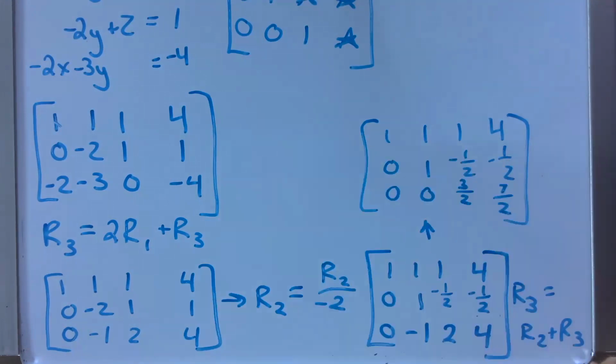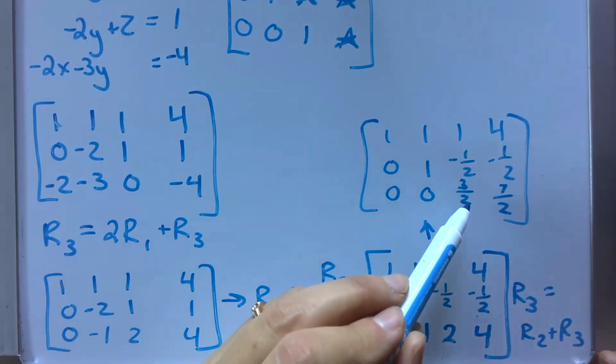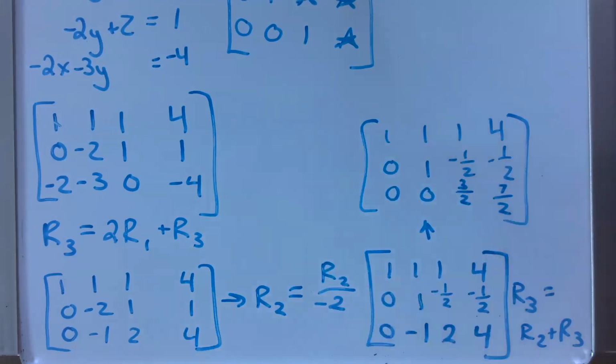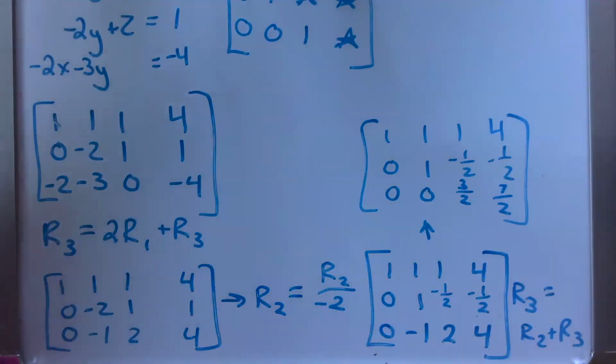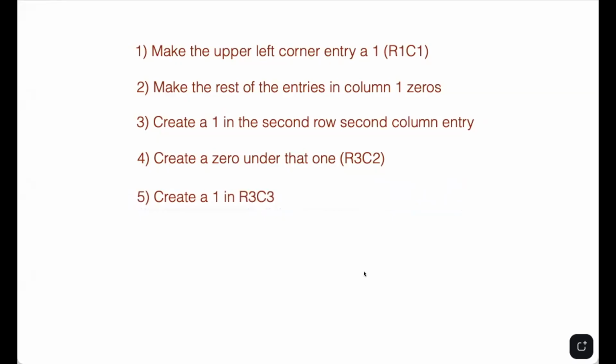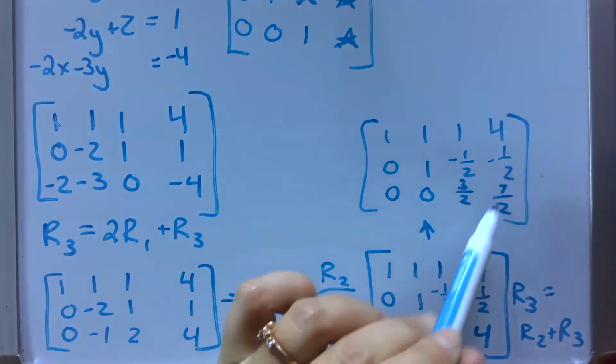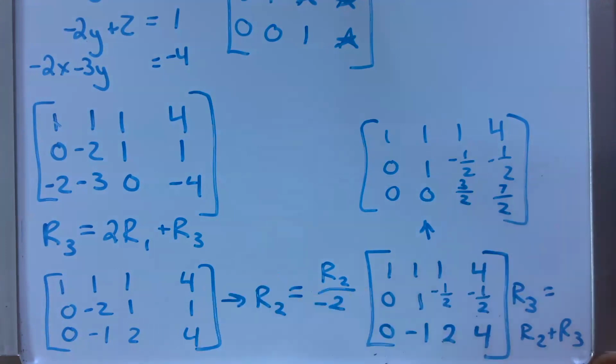Okay, I am almost there. My last step is I need to create a 1 in this last coefficient matrix to create my diagonal. So let's look at that on our list of instructions. Okay, create a 1 in row 3, column 3. Here we go. So how am I going to do that? Well, again, my best way to create a 1 is to divide by what's sitting in there. So let's write our new instructions.